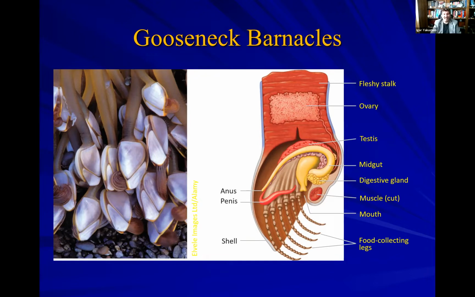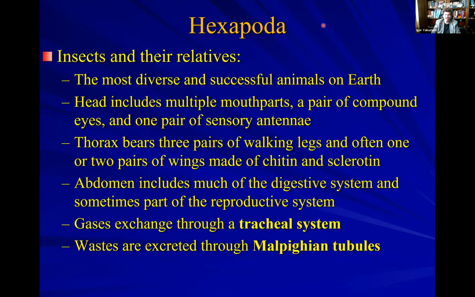Finally, my favorite group, known as the hexapoda. Hexa means six-legged creatures, the most diverse and successful group of animals on Earth. Multiple mouth parts. Most of them are able to fly. One pair of sensory antennae. The crustaceans have 2 pairs of sensory antennae, so 4 antennae total. The insects have 2 antennae, right? And the spiders don't have any antennae.